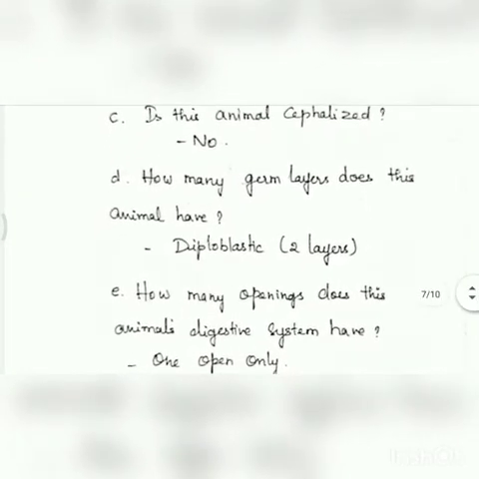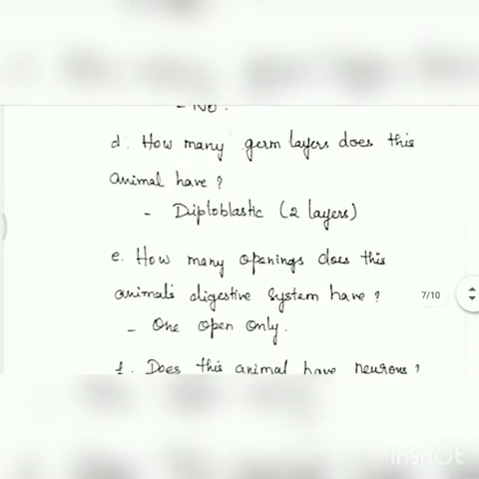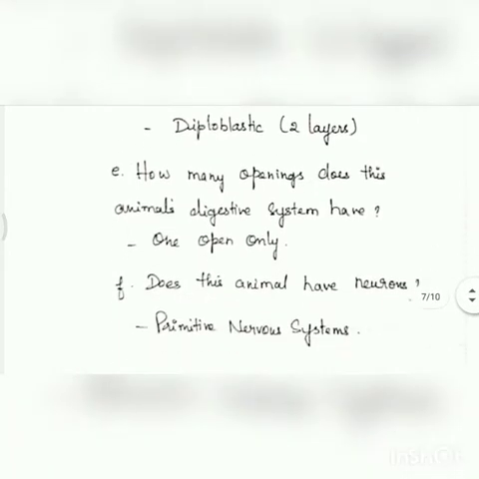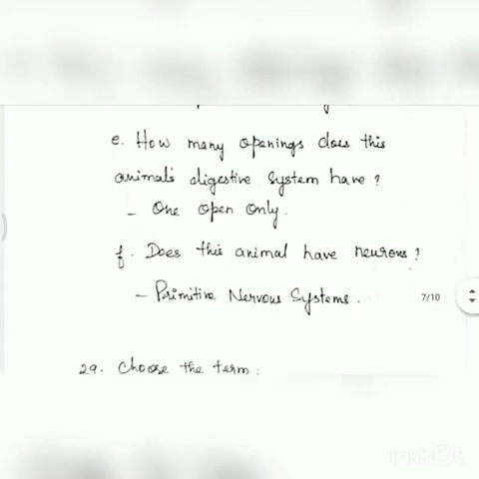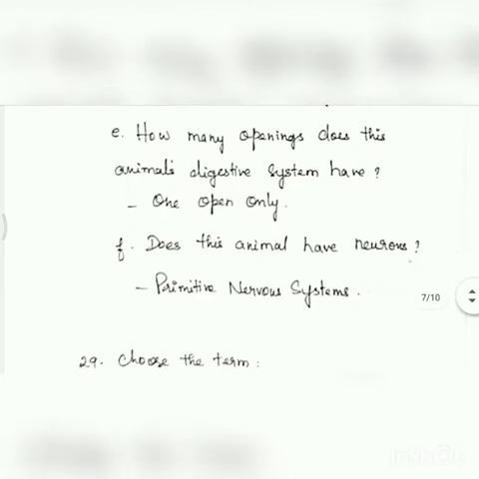So they are asking whether it is diploblastic or triploblastic. They have two germinal layers. So they are diploblastic. How many openings does this animal's digestive system have? So this coelenterate belongs to the incomplete digestive system because they have only one opening. This opening serves as both mouth and anus. And last one, does this animal have neurons? So they have a nervous system. So they have primitive nervous systems.